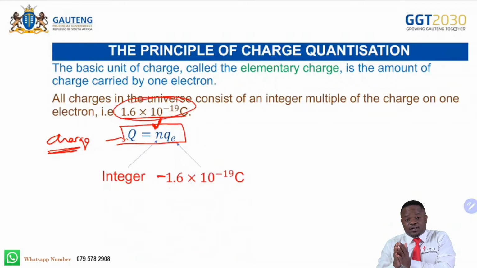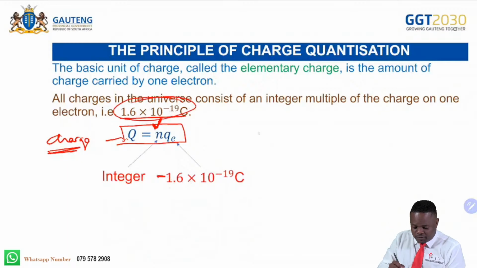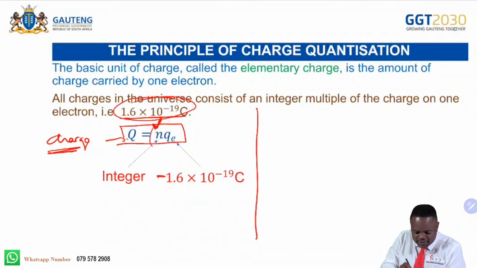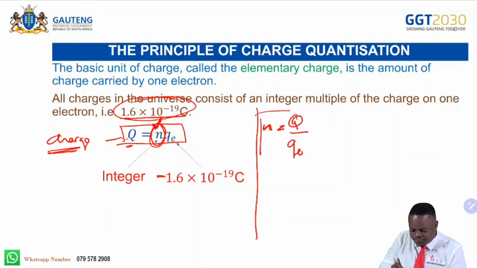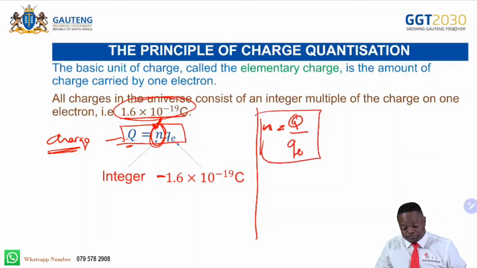So if an object has an overall negative charge, you can actually get the number of electrons that are present in that particular object. How can we get the number of electrons? We make N the subject of our formula. The number of electrons is going to be equal to the charge, Q, divided by QE. That will give us the number of electrons in a particular object with a particular charge. Is that making sense? I hope that is making sense.